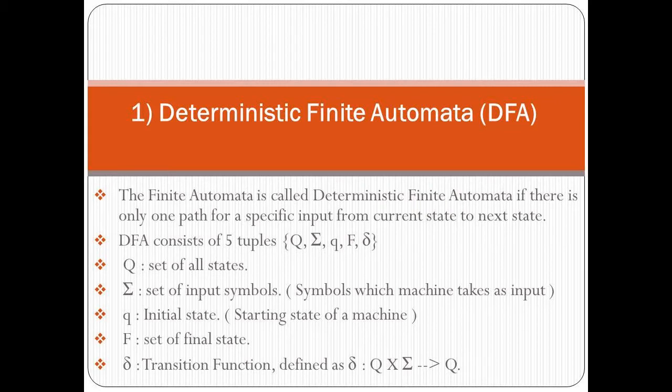First one is deterministic finite automata, DFA. The finite automata is called deterministic finite automata if there is only one path for a specific input from the current state to the next state. DFA consists of 5 tuples Q, Σ, q0, F, δ. Q is a set of all states. Σ is the set of input symbols which the machine takes as input. q0, initial state, the starting state of a machine. F, set of final states. Delta, transition function.